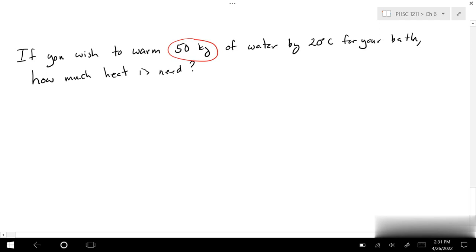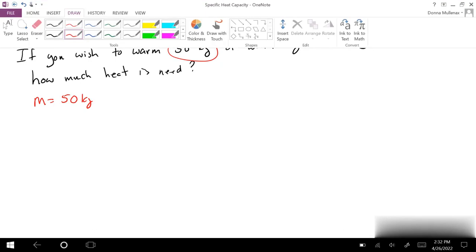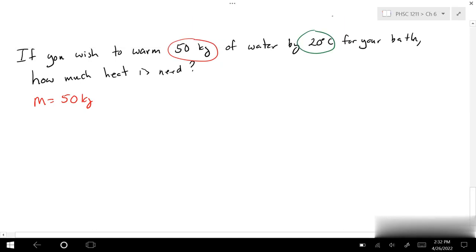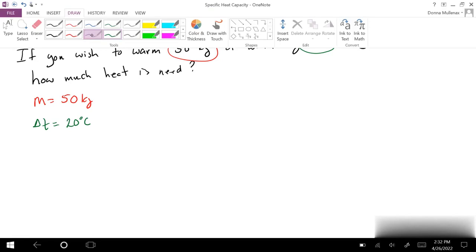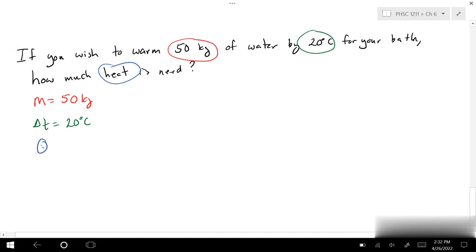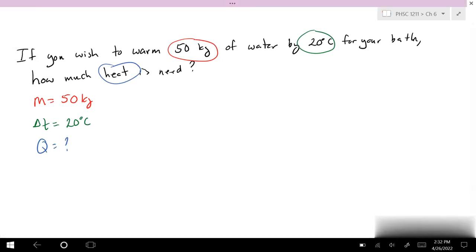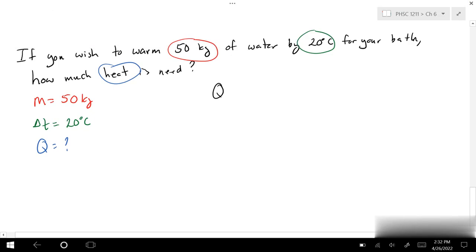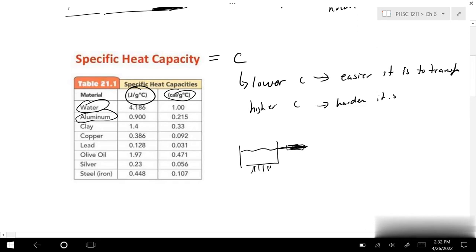Let's read it again. If you wish to warm 50 kilograms, so that's our mass, of water by 20 degrees, so by 20 degrees, this is our change in temperature. 20 degrees Celsius for your bath, and then it's asking for heat. So Q is what we're trying to find. So we know we're going to use our equation: Q is equal to mc delta T.